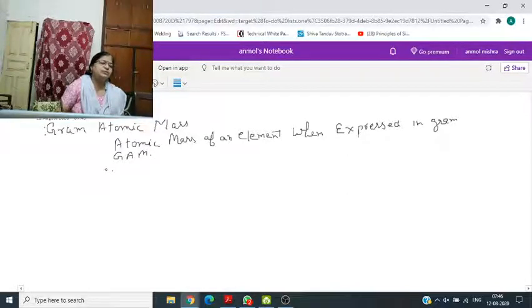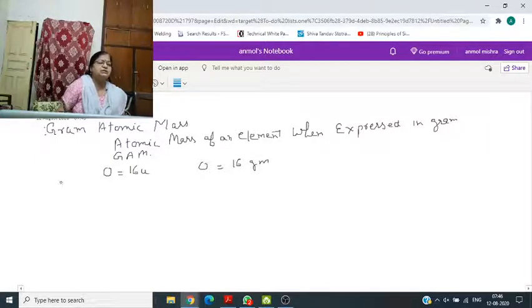For example, oxygen, its atomic mass is 16 u, and if we call it gram atomic mass, we will write it as 16 grams. So the value remains the same, only the unit changes.